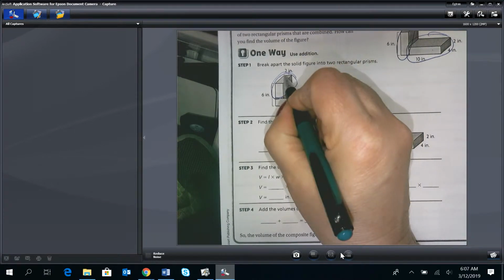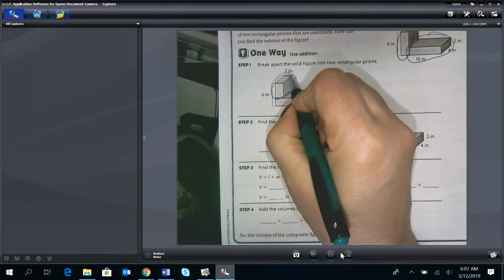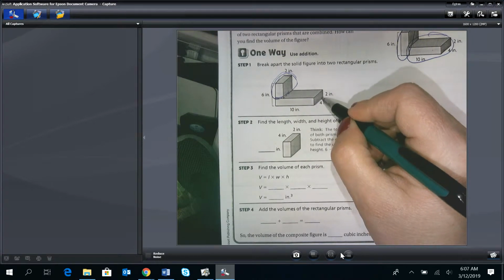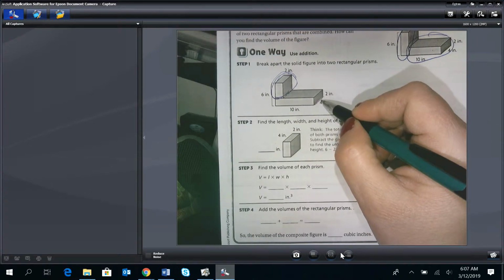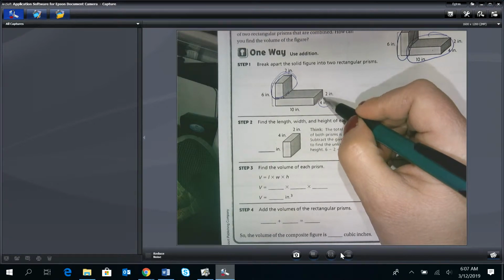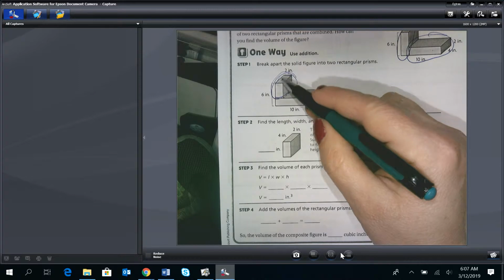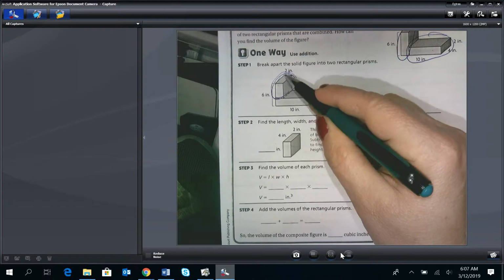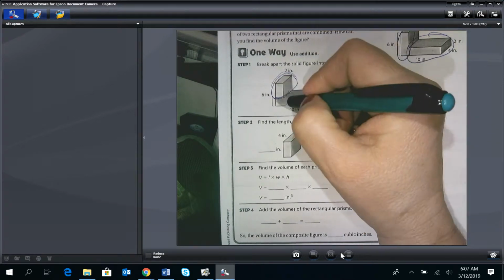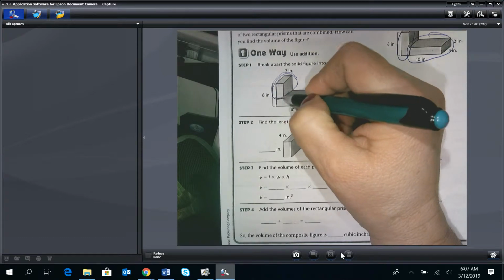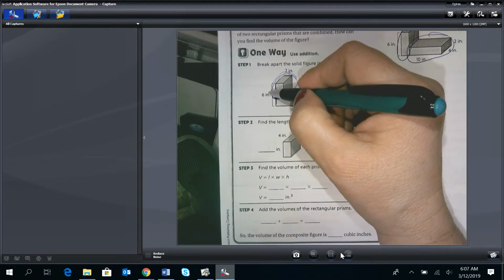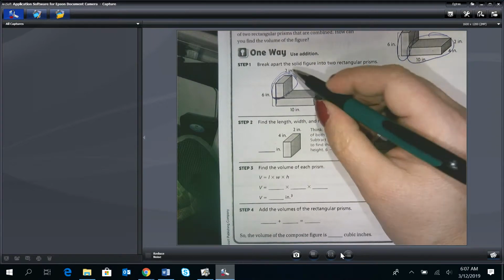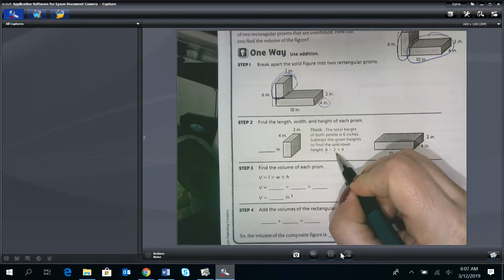For this one, we know that the width is 2 inches. We know that the length, if we look over here, because sometimes you have to look at the other one, of this whole prism is 4 inches. Now we've got the length and the width, but we have to find the height. We cut off part of that 6 inches, so we can't say 6 inches. We have to look over here. What was the height of this part? It was 2 inches. So we take 6 minus 2 and we get 4.